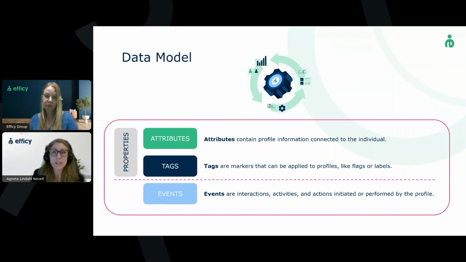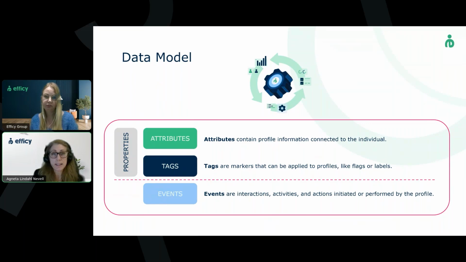Starting with attributes. These are the profile details that tell you about the individual, like name, email, role, company, maybe anniversary dates. I love those. They help you understand more about the person. A profile's values in the attributes may change over time and can be overwritten. For instance, I get married and I change my last name.